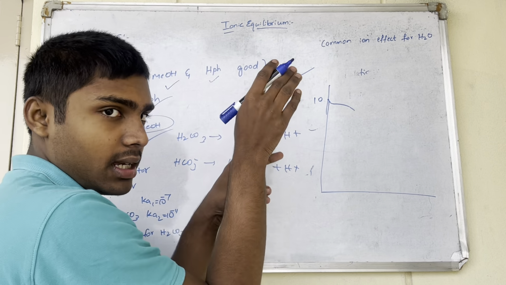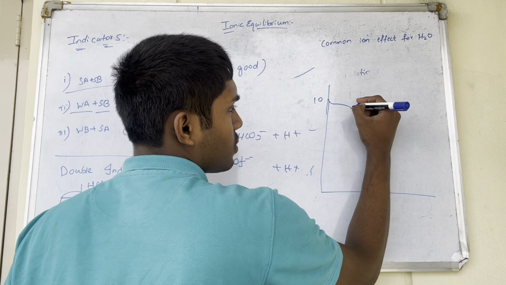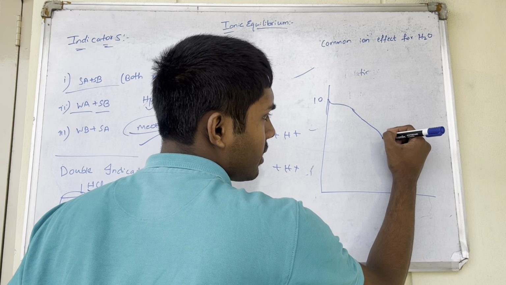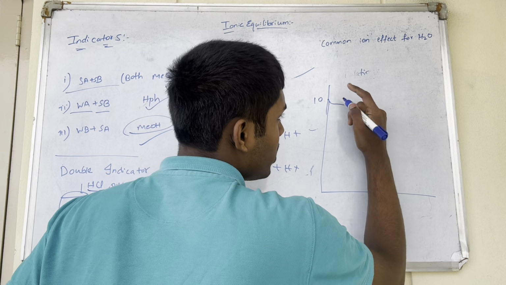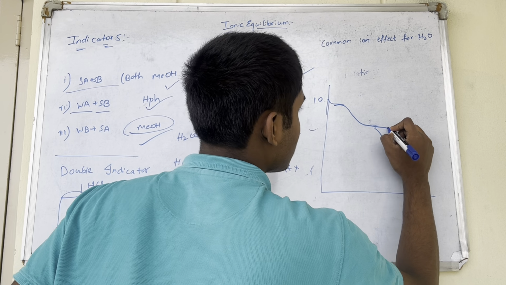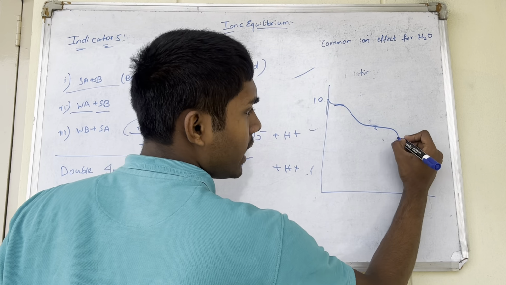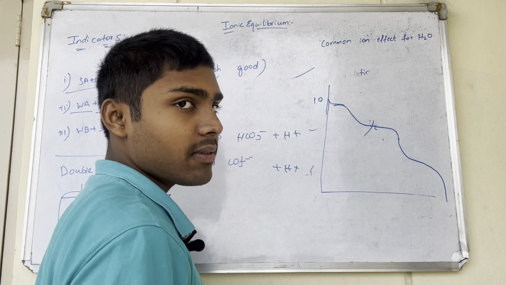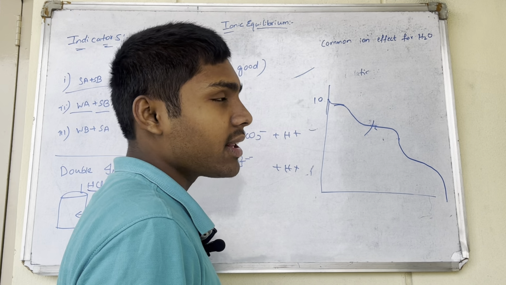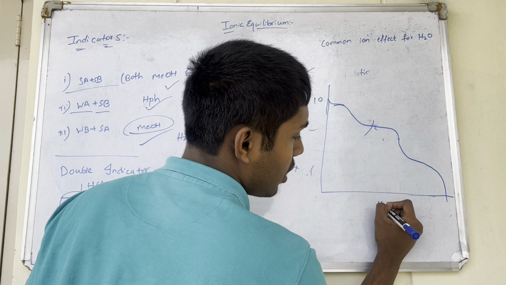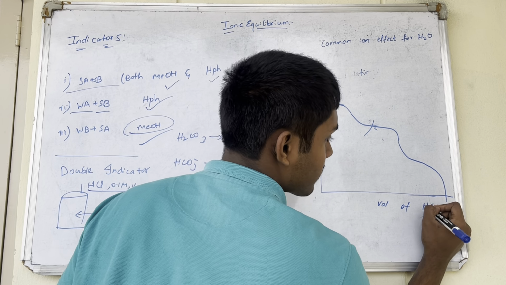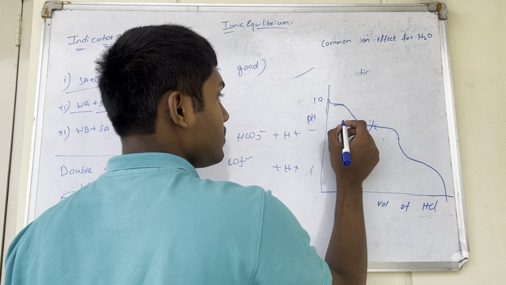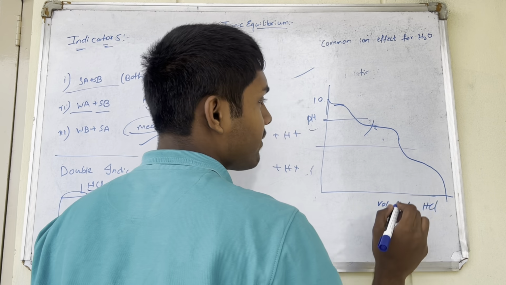As I add HCl, the pH is going to decrease. So it will slowly come here, and it is going to be like this. One curve, and it will come like this, and again one more steep region. This is the first equivalence point. This is the second equivalence point, like this, by volume of HCl added versus pH. One equivalence point and second equivalence point.